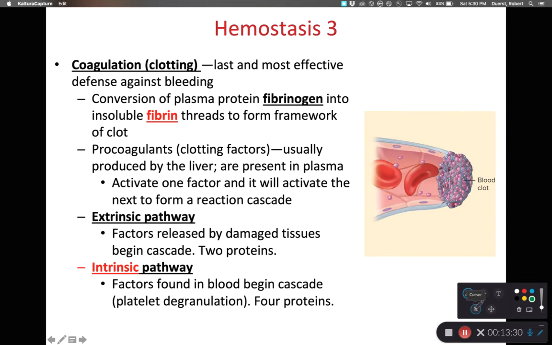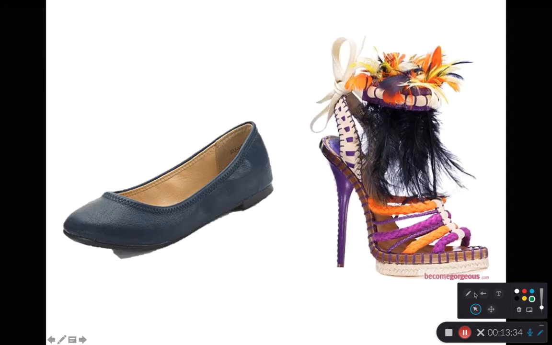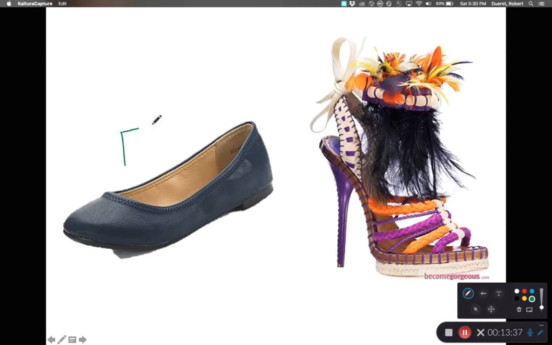As we're looking at these two pathways, the extrinsic and the intrinsic, I like to think of them like these shoes. We have the extrinsic pathway over here, a nice pair of navy blue flats. It's nice and simple. When you're wearing a pair of shoes like this, you can be pretty confident that not much will go wrong. Not many things go wrong with your shoes when you're wearing a pair of shoes like this. And this is kind of like the extrinsic pathway. It's simple, it's short, it's sweet, it's to the point, it's very functional.